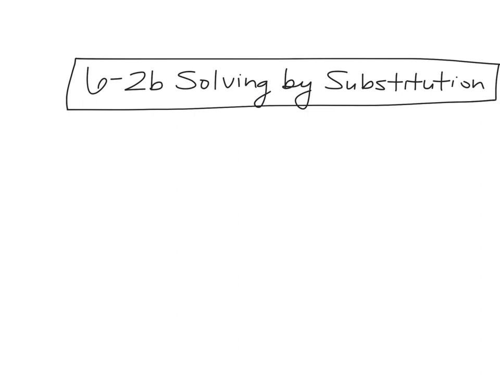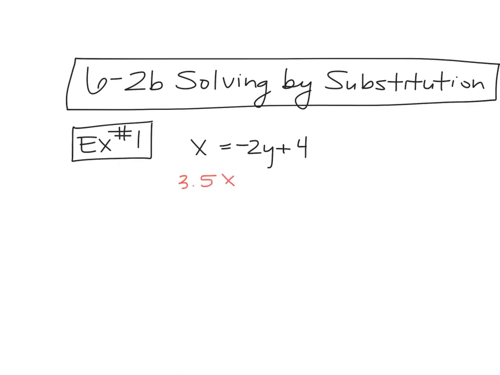So today, it's the same thing. We're just solving them a different way. We're solving by substitution instead of solving by graphing. But you'll get some of those same answers. So I'm going to show you one of each, and then we're going to do a few review problems and call it good. Okay, first example. Your equations are x equals negative 2y plus 4 and 3.5x plus 7y equals 14.